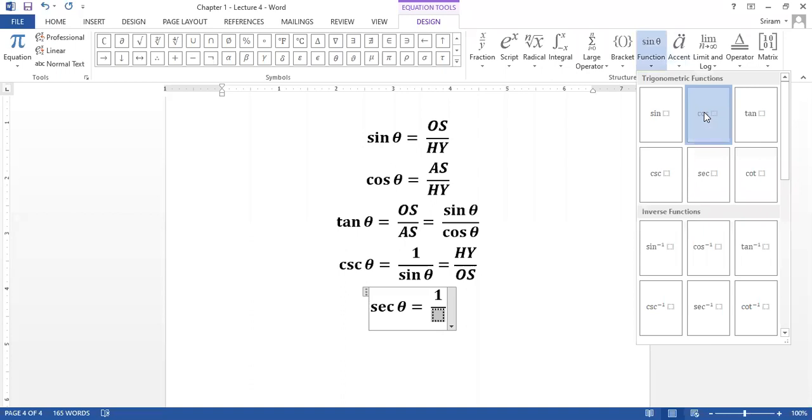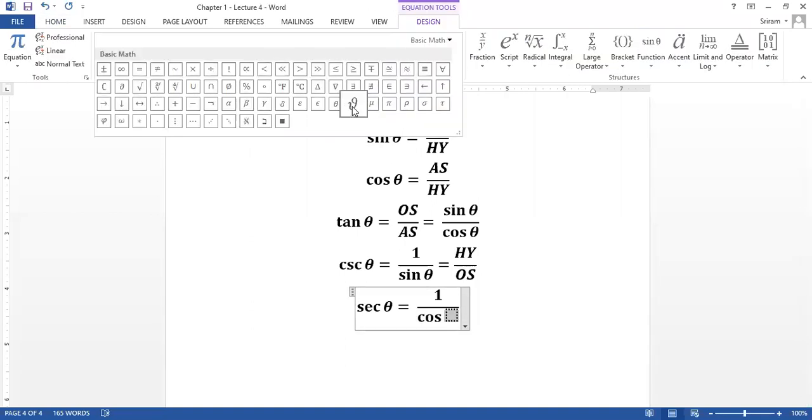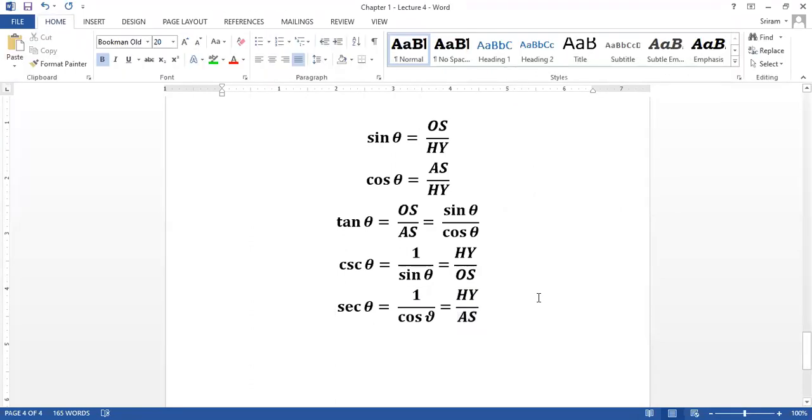One second, by mistake I cancelled it. Now I am going to express the same in terms of the sides. Cos theta is the ratio between adjacent side and hypotenuse. Now I am going to take the opposite. What will be the reciprocal? The reciprocal will become hypotenuse by adjacent side.